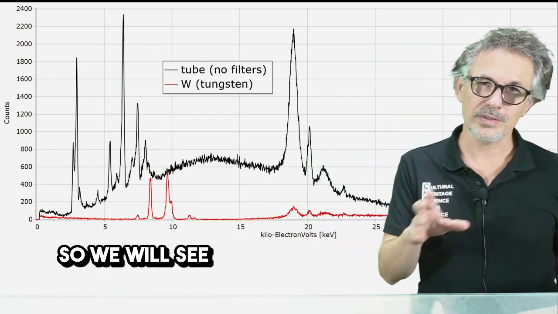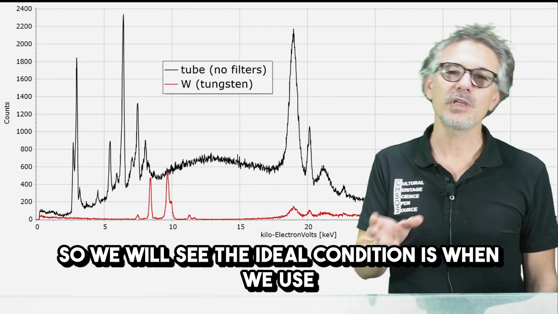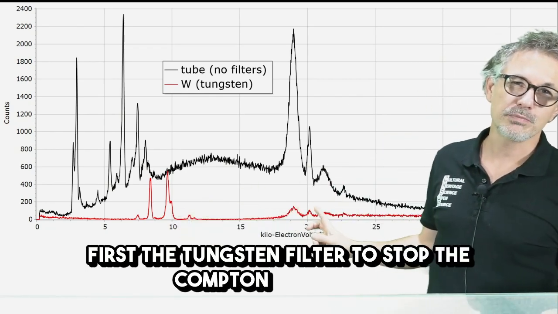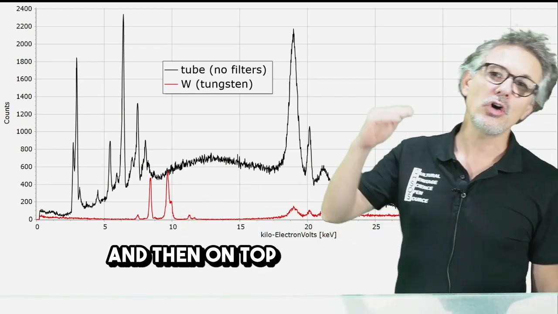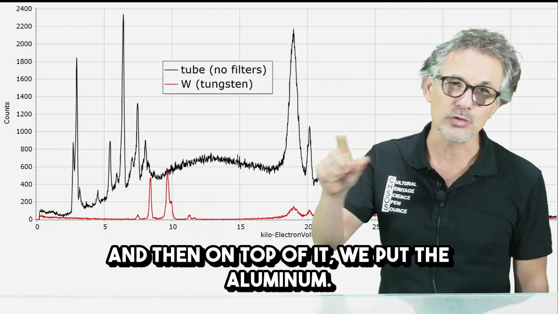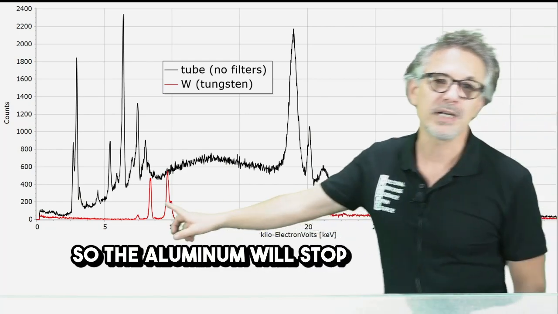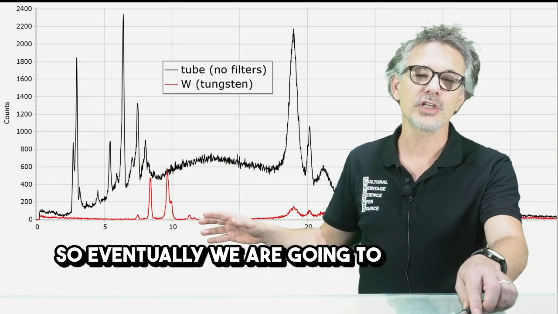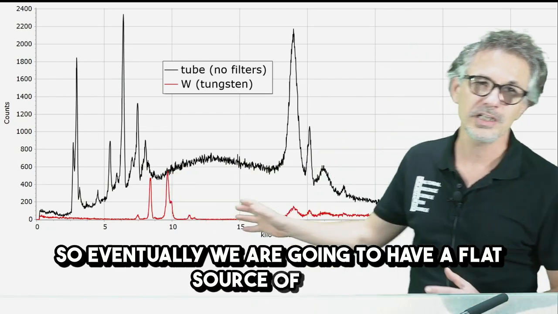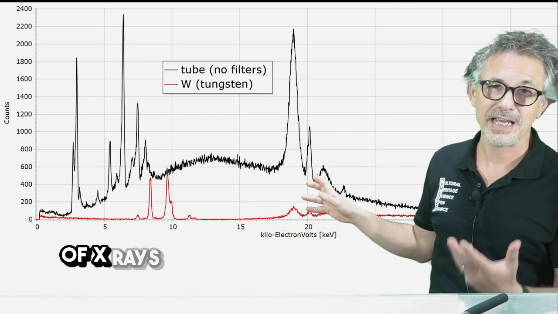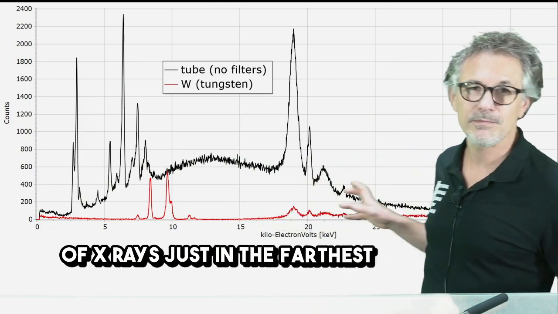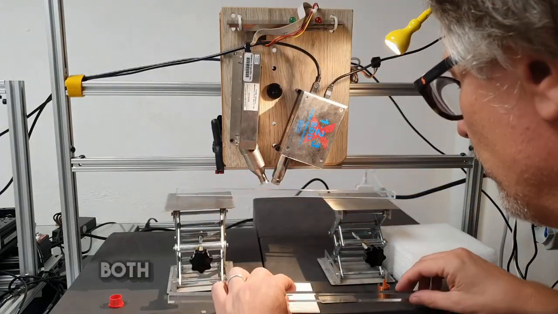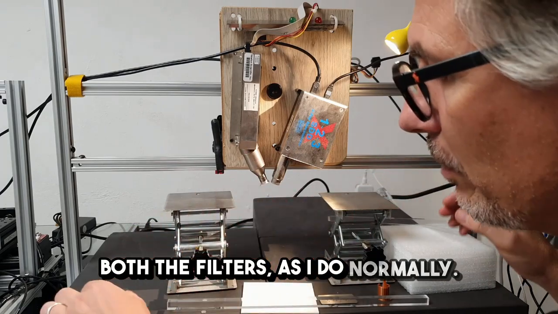So we will see the ideal condition is when we use first the tungsten filter to stop the Compton over here, and then on top of it we put the aluminum. So the aluminum will stop the peaks of the tungsten. So eventually we are going to have a flat source of X-ray peaks just in the farthest part of the spectrum. Now we can do the final measurement using both the filters as I do normally.